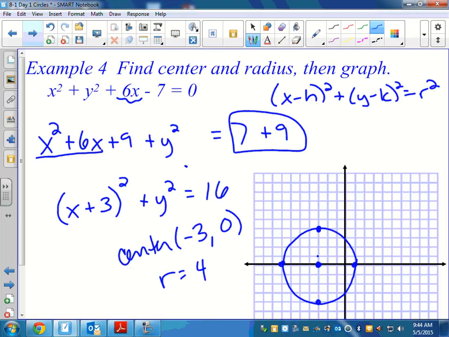bottom of my circle is bigger than the top of my circle. Questions about completing the square?